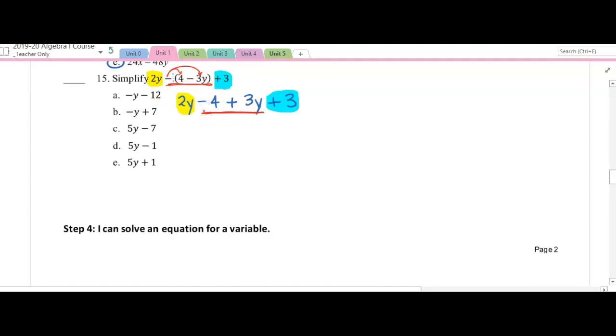So I can look and see which terms are like, kind of like the problem above. I have 2y and 3y, which makes 5y. Could be answer choice C, D, or E. And then I have some numbers. When I combine those, I get -1. So the correct answer is D.